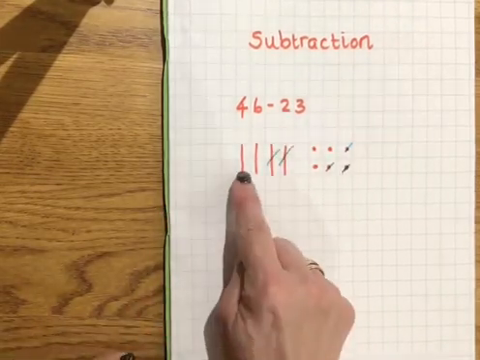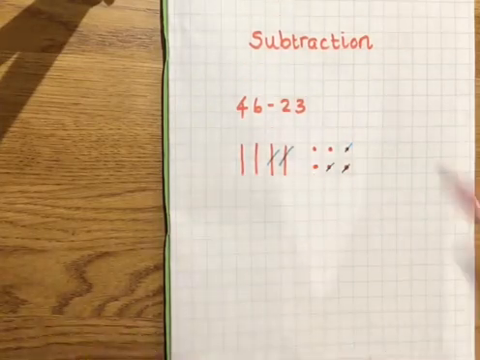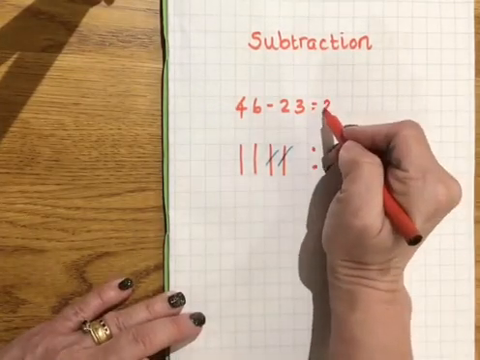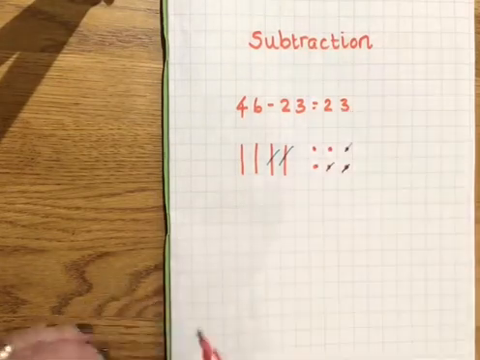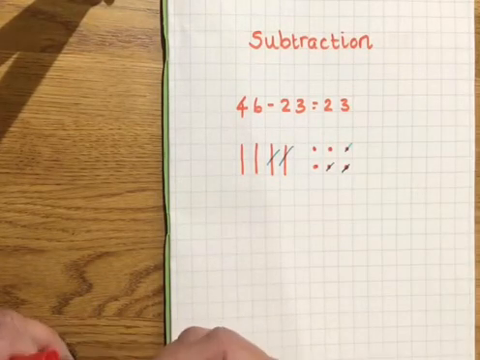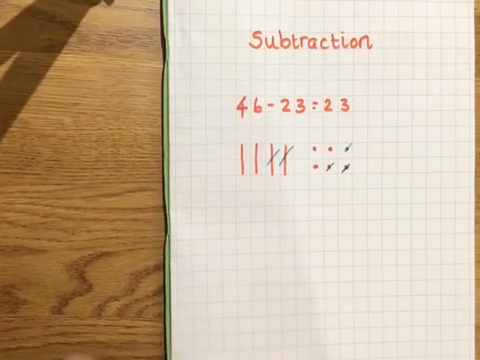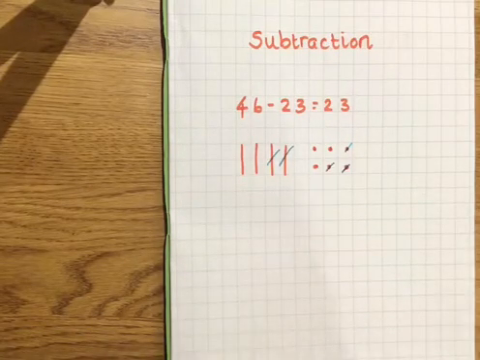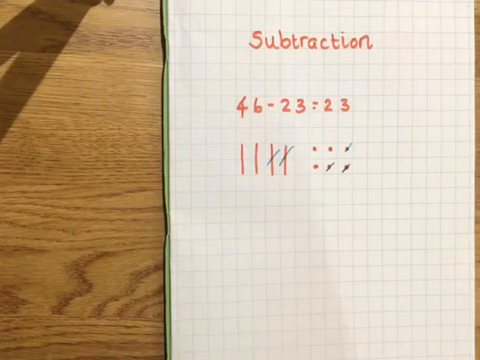So I've got 2 tens and 3 ones left. 2 tens and 3 ones is 23. So 46 subtract 23 is 23. So that's the first method. I'd like you to pause the video here so that you can try out the 2 examples in the PDF file.